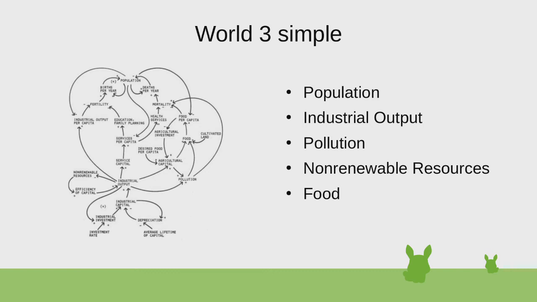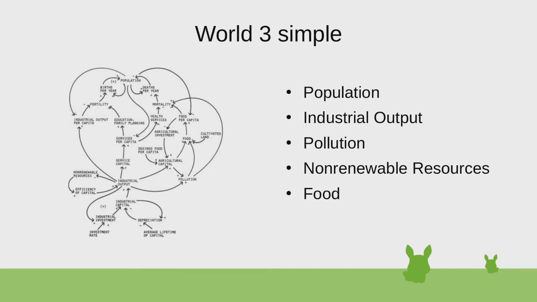Now we will talk about the World3 model. This is a simplified version where you can see all the relationships. The main areas are population, industrial output, pollution, non-renewable resources, and food. You can see the input to populations are births per year and deaths per year, just like in the example. Notice the tiny plus and minuses on the inputs of the populations. Births have a plus and deaths have a minus.